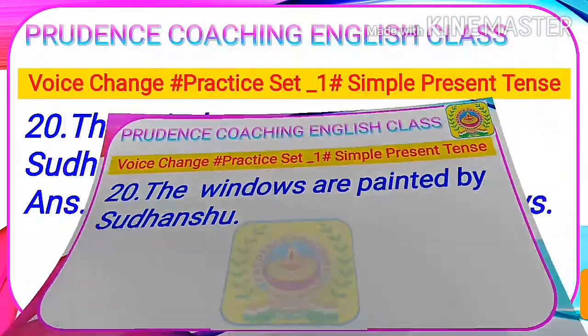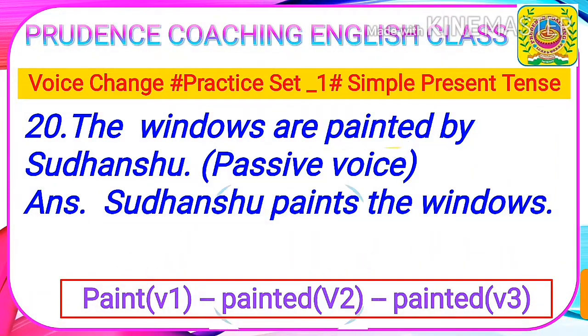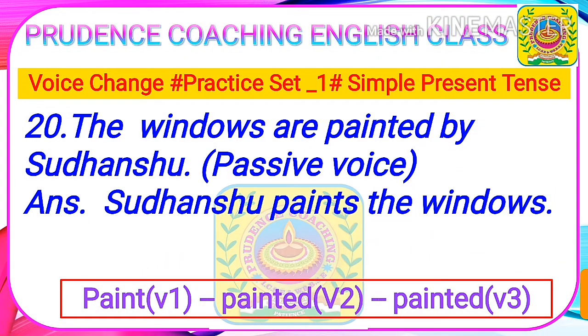Here "the windows" is the subject, "are painted" is the verb, and "by Sudhanshu" is the object. Here the windows is the subject but not the doer of the action. Therefore the statement given is in passive voice. We need to change the given sentence into active voice. Our first task is to swap the subject and object. The windows, which was the subject in the passive voice, will become the object in the active voice, and Sudhanshu, which was the object in the passive voice, will become the subject here.